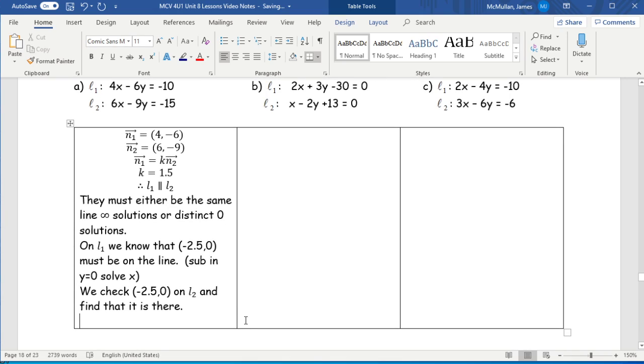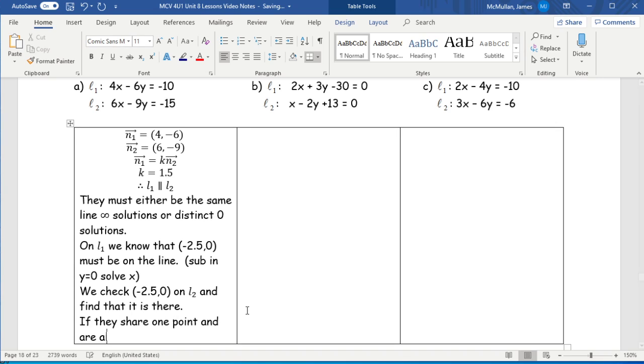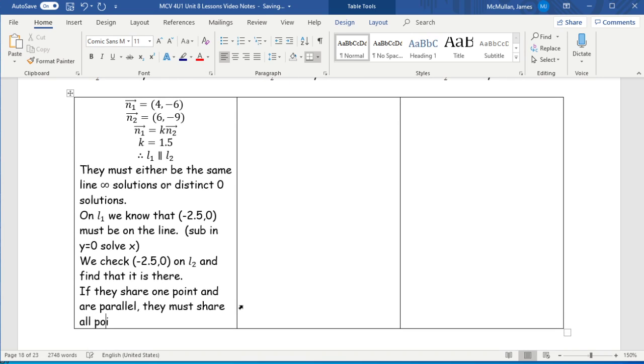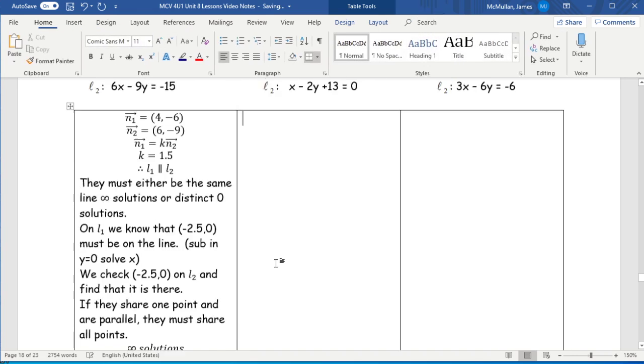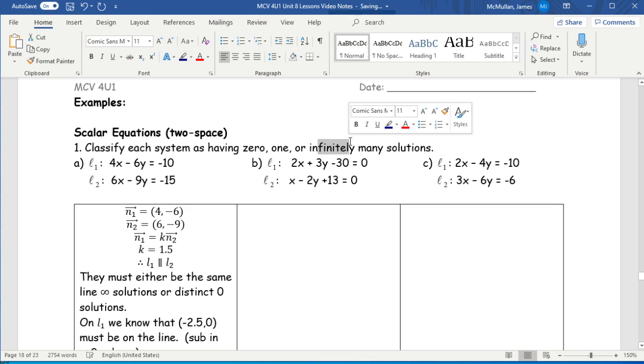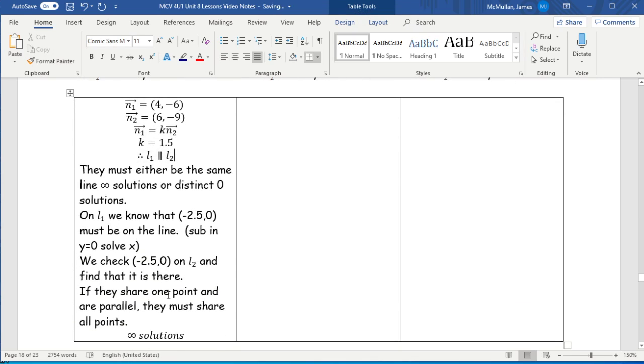Now, if they share one point and they are parallel, they must share all points. So we conclude there are infinity, INFTY, solutions. Okay, so what does it say? Infinitely many solutions, right? So how did we do that?